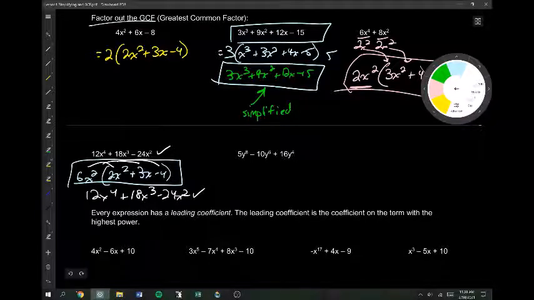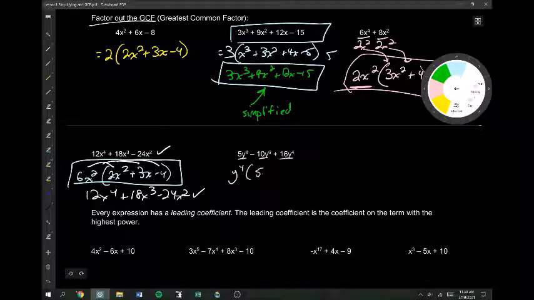Okay, last one of these. 5, 10, and 16 actually don't have any number they all have in common. There's no common factor I can pull out of 5, 10, and 16. There is, however, a bunch of y's. I can pull a y out of everything. I can pull a y to the 4th out of each of these things.